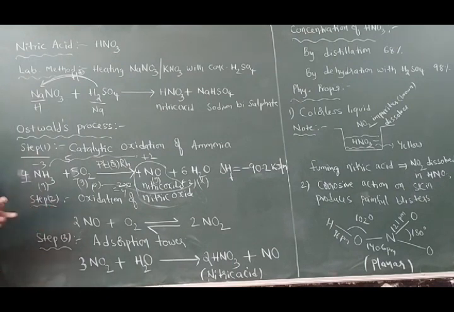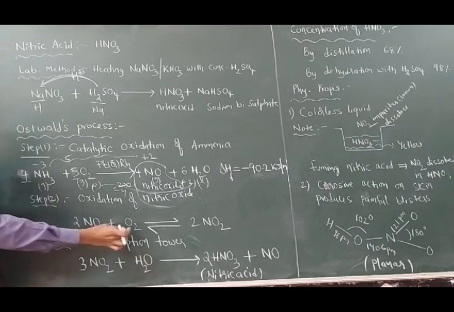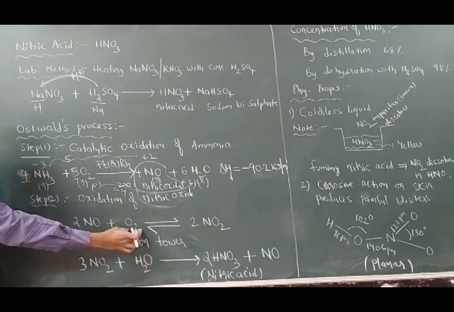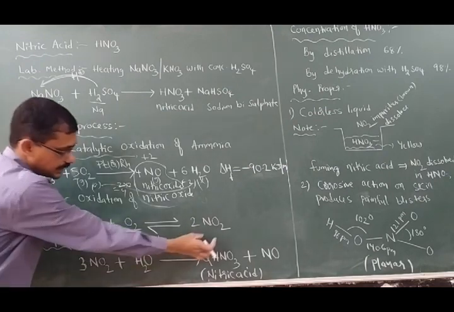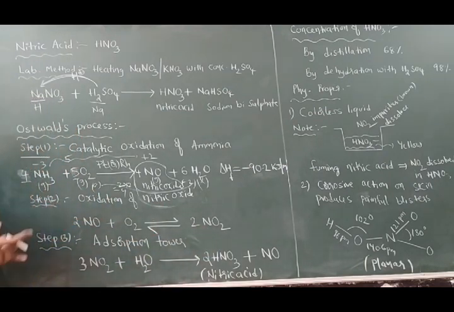Next, oxidation of nitric oxide. So next, further oxidation takes place. Nitric oxide again reacts with oxygen to convert into nitrogen dioxide. This is an equilibrium reaction.